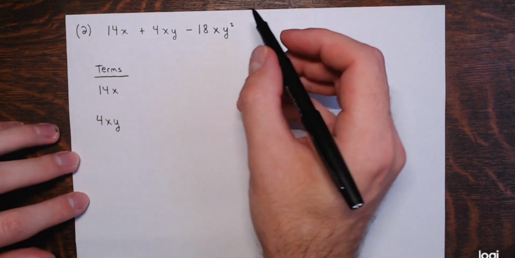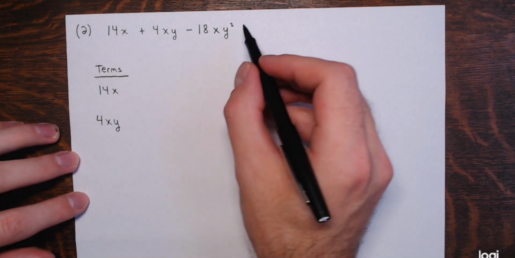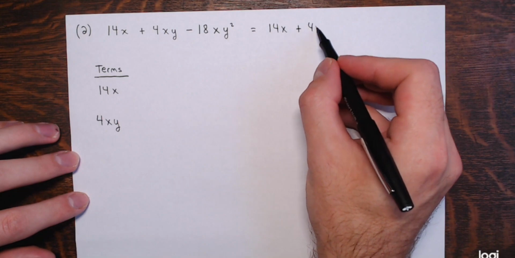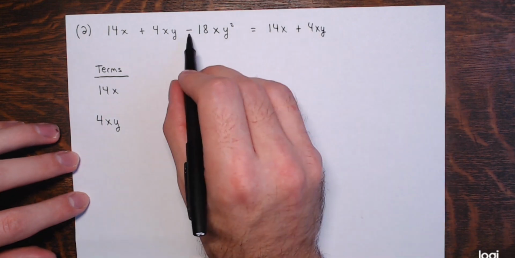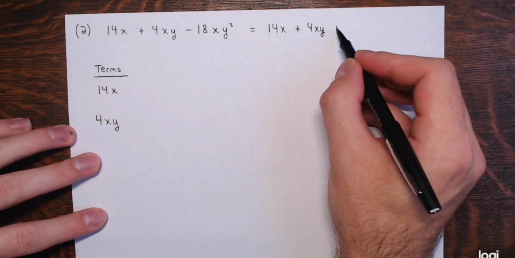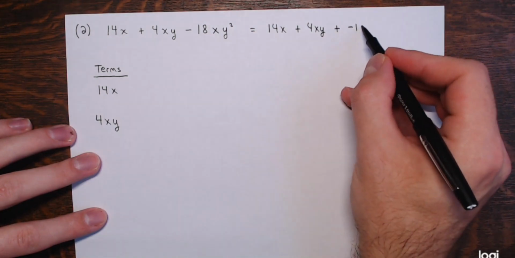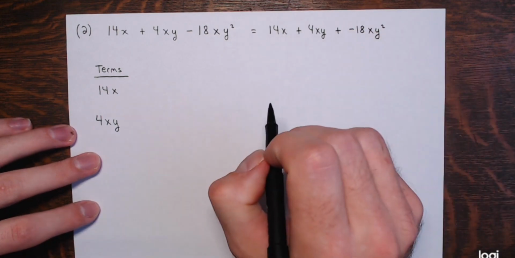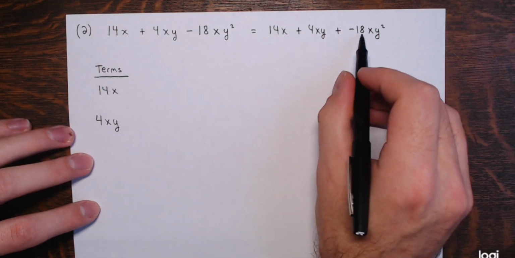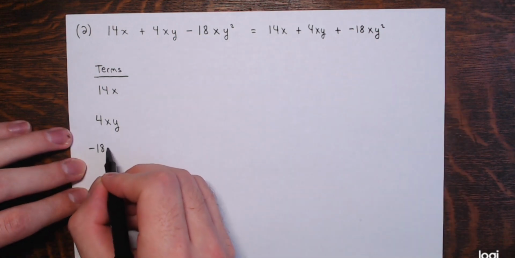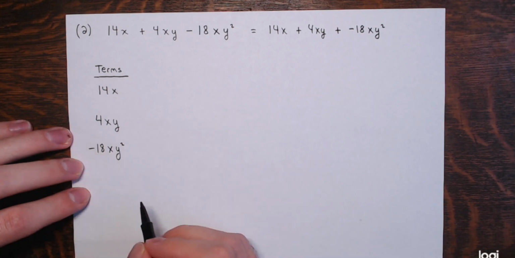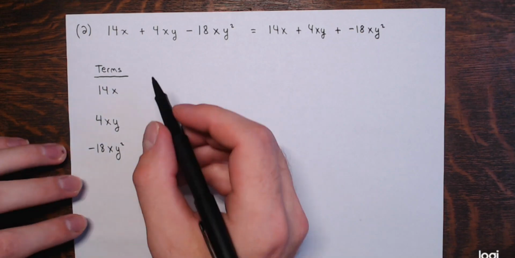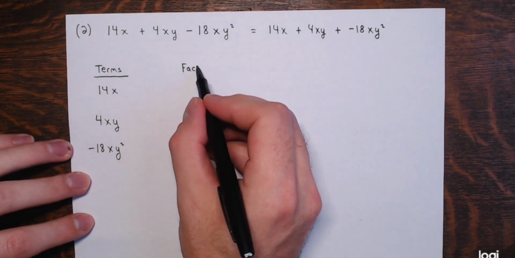And then, remember this minus 18xy squared can be written this way. This is 14x plus 4xy. And then remember, when there's subtraction, that's just addition. You can write it as plus -18xy squared. Right, like that. But usually people don't write things like that with the plus a negative. But this -18xy squared is the last term of this 3-term polynomial, or a trinomial. Alright, then we'll do their factorizations.